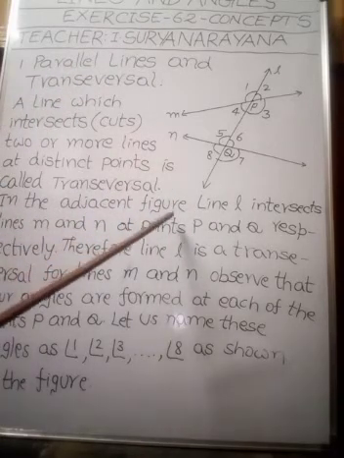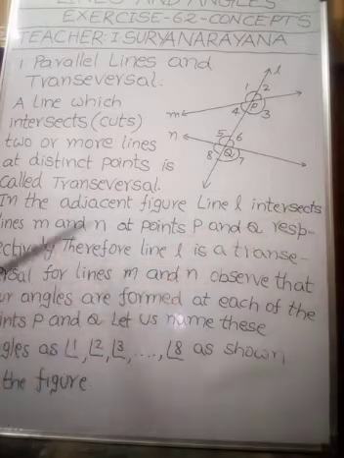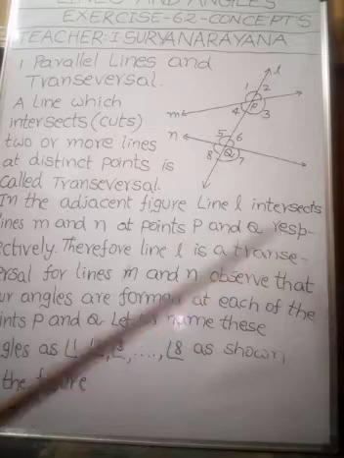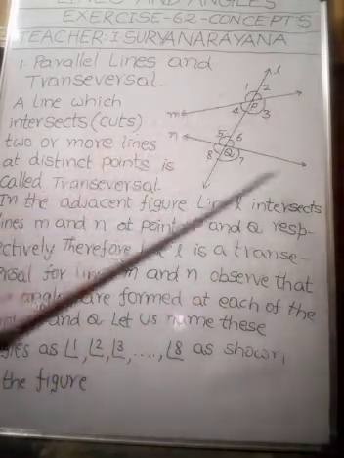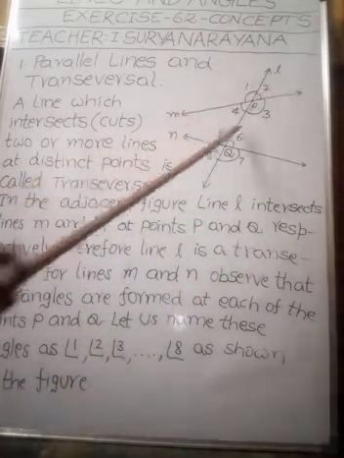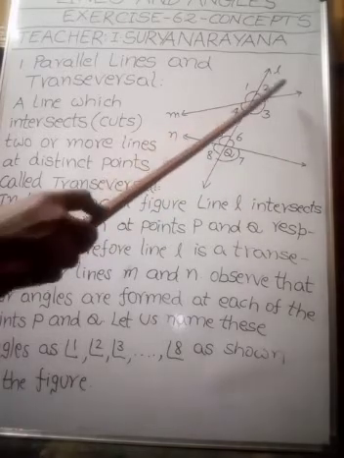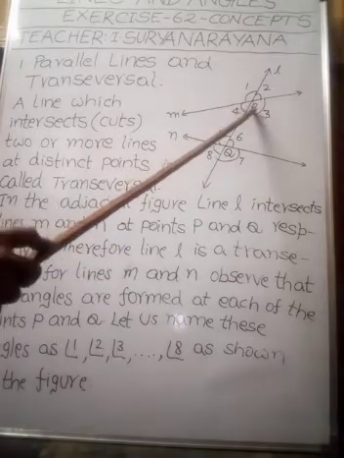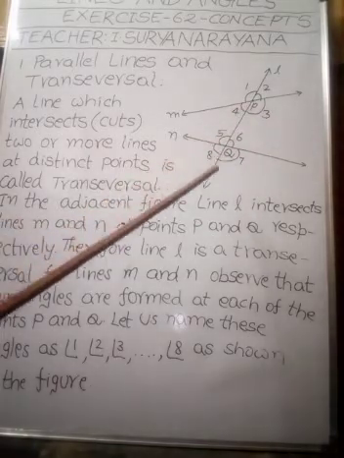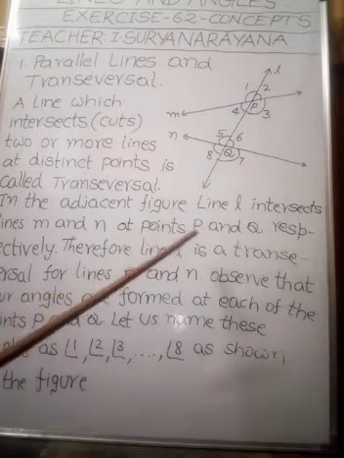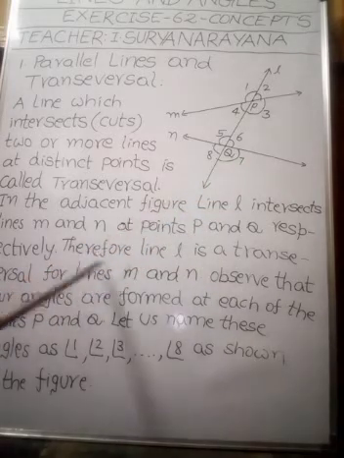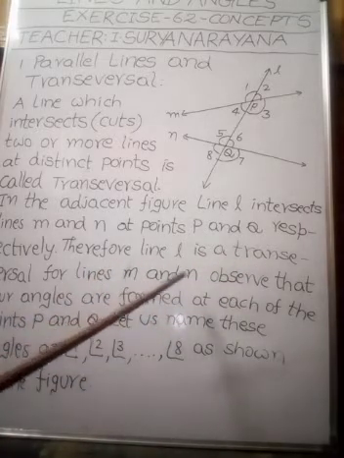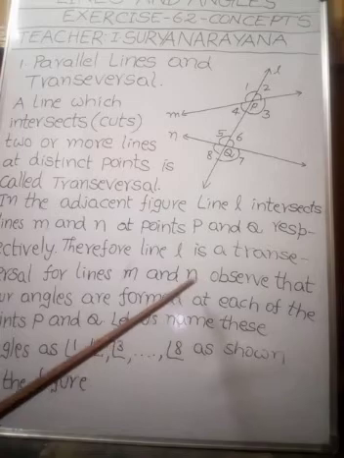In the adjacent figure, line L intersects lines M and N at points P and Q respectively. Observe this figure, my children. Here, line L is intersecting the lines M and N at two distinct points, namely P and Q. Understood this figure? Right. Therefore, line L is a transversal for lines M and N.